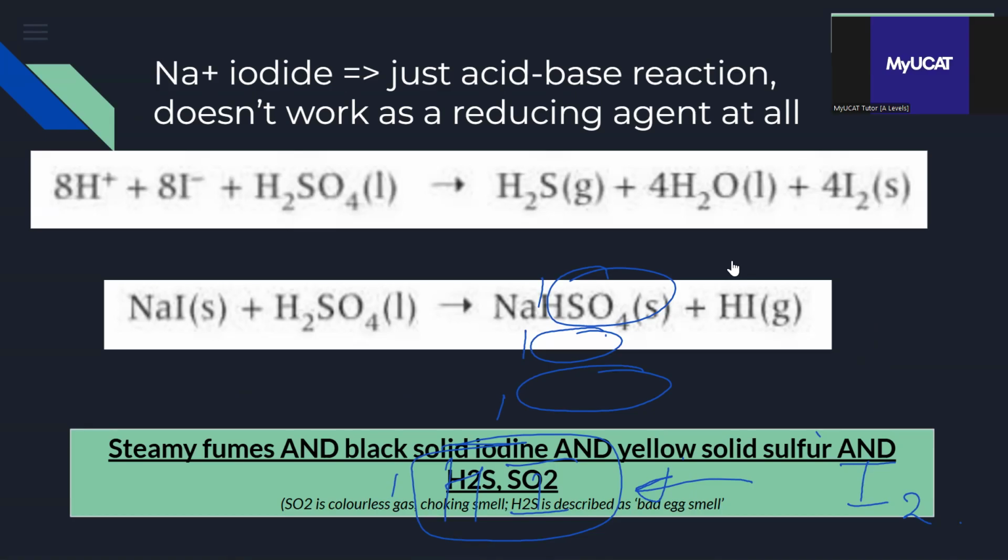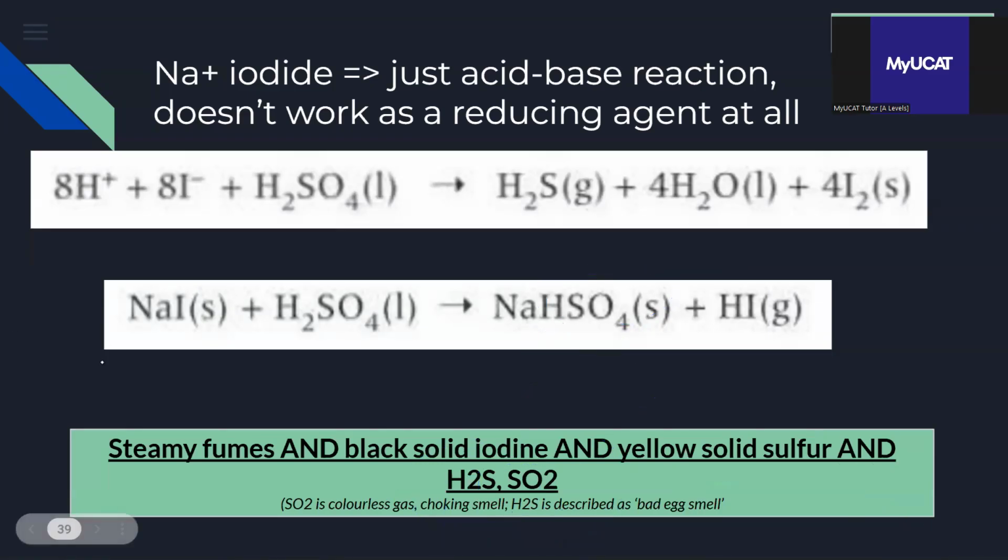As we go down the halogens, remember melting point, boiling point, they go up. So the iodine is a solid. It's not liquid. Bromine is a liquid. Iodine is a solid. It becomes darker, it becomes denser, and it has a higher melting and boiling point as you go down the group. So we've got steamy fumes from HI. We've got black solid iodine, yellow solid sulfur, H2S, which has a bad egg smell, colorless, SO2, which has a choking smell, colorless. These are the ones that we need to remember.